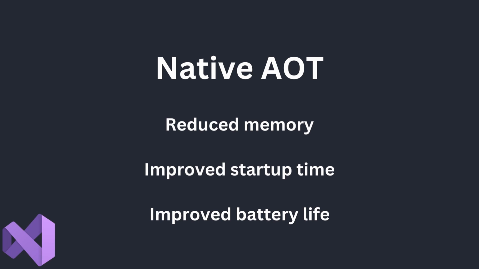AOT compiled code consumes less power than JIT compiled code, as it eliminates the need for the JIT compiler to generate intermediate code and optimize the code for the specific hardware and software environment. This can be especially beneficial for devices that rely on batteries, such as mobile devices.